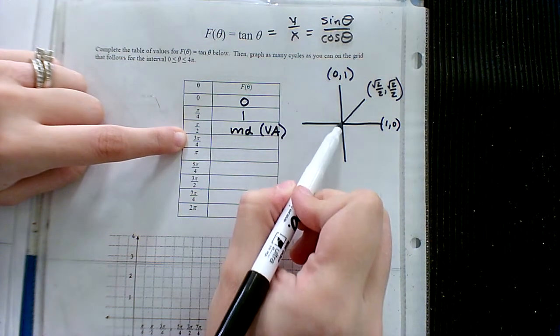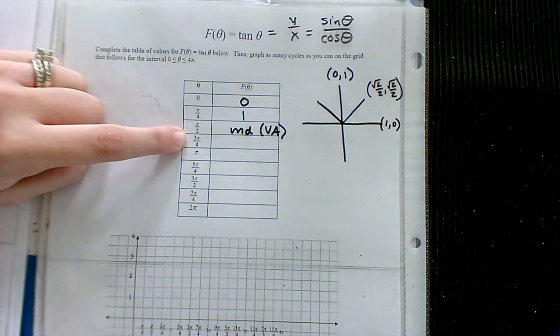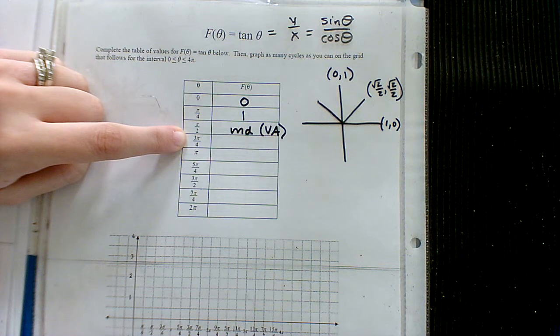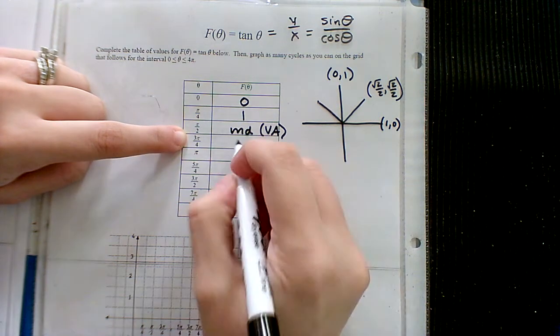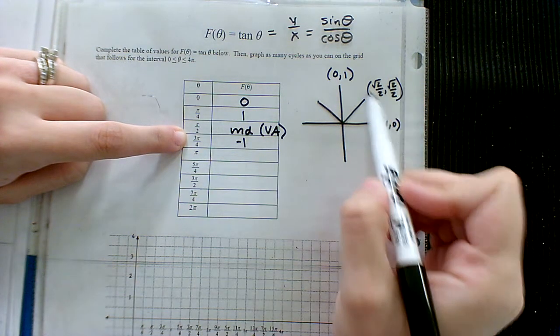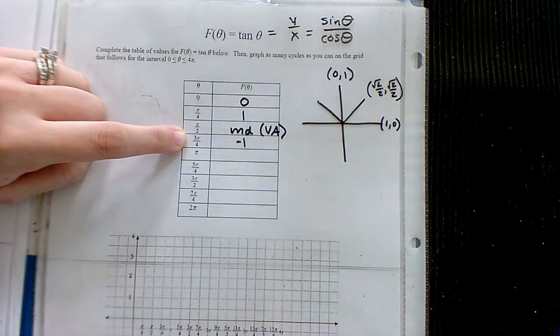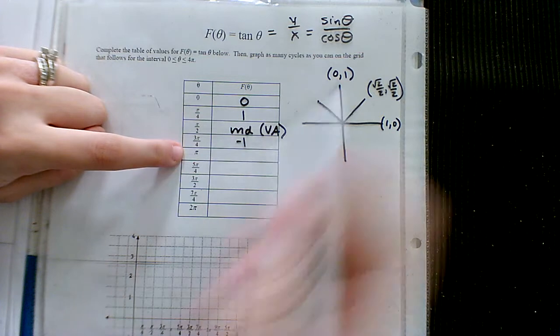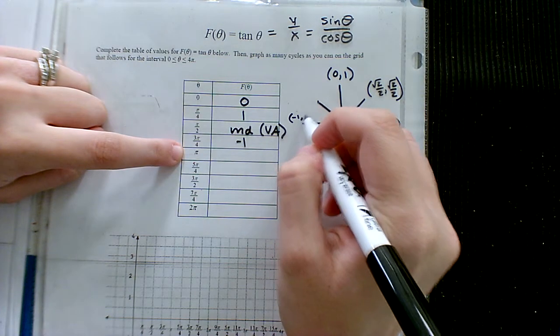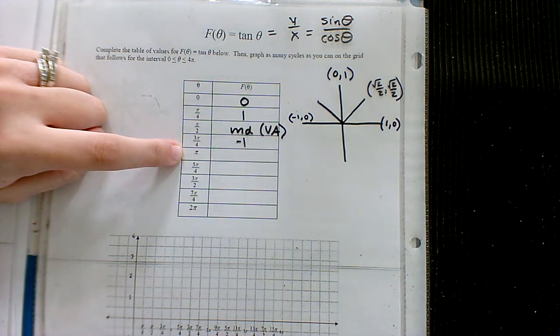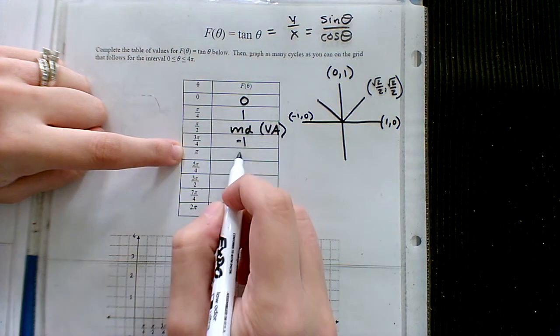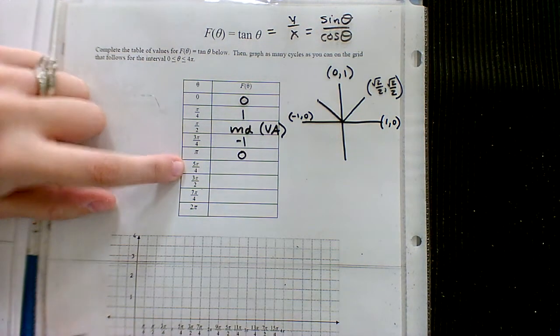All right, 3 pi over 4, middle of the second quadrant. Can we think about what the y value divided by the x value would give us? Yeah? -1, good. It's the exact same as the middle of the first quadrant, just the x value is negative because we're in the second. Pi, we have negative 1 comma 0. So y divided by x would be 0.